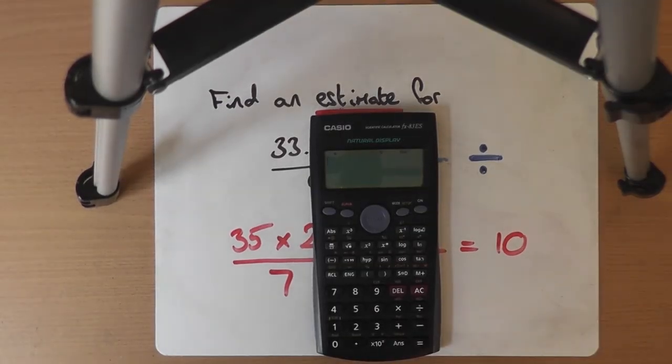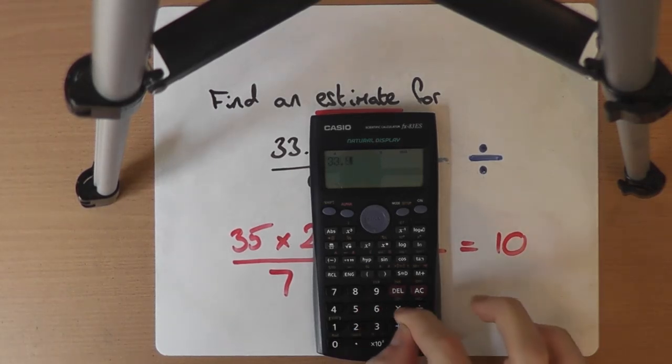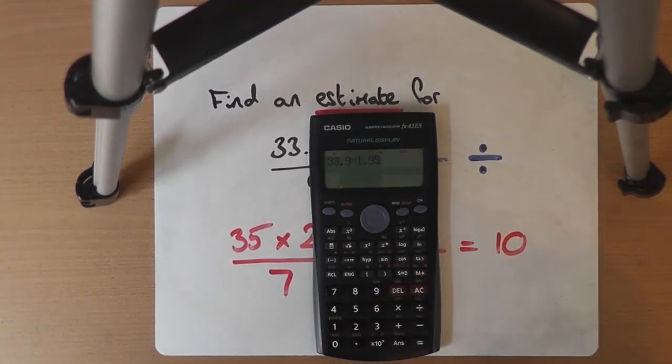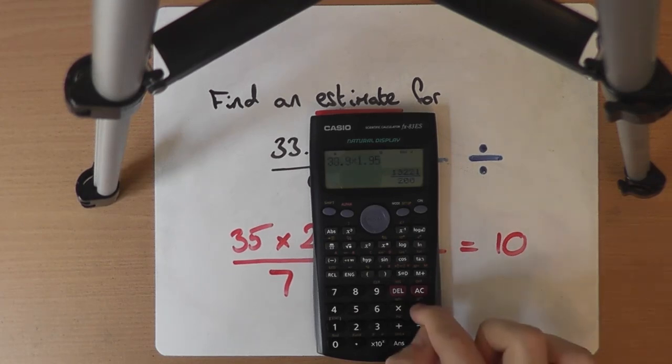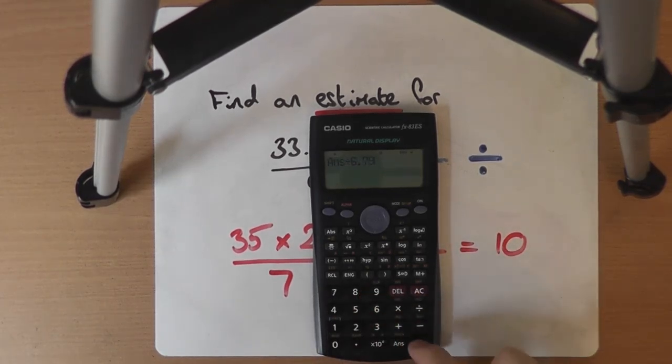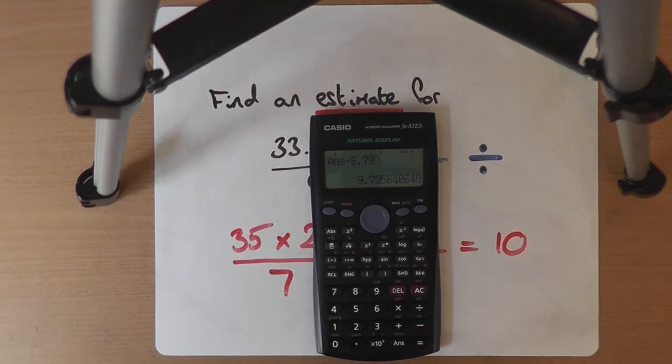And if we were to pick up our calculators, 33.9 times 1.95 on the top equals, divide that by 6.79 equals, and then we can press the S to D button to change the form of the calculator, and we get an answer, once we've turned it into a decimal number, 9.7356, and then some other digits. So 9.7, and our rough answer was 10. That seems like a fairly good estimate to me.